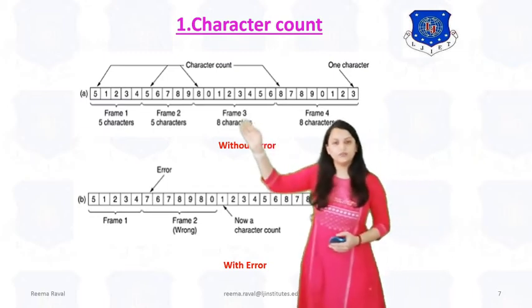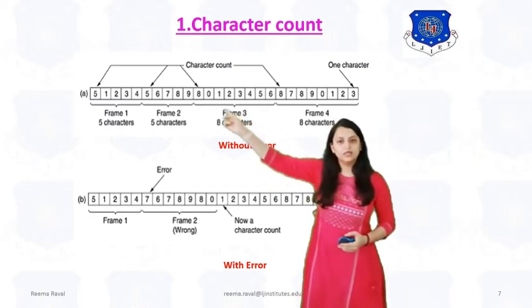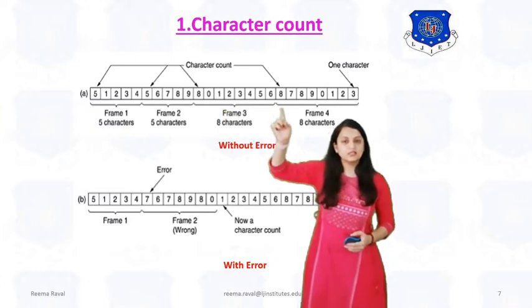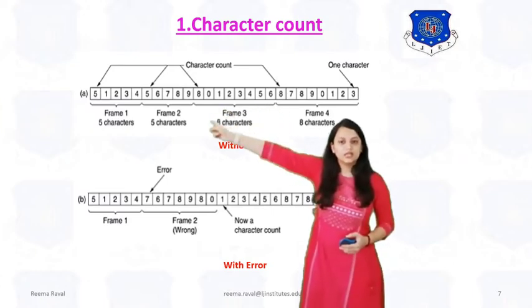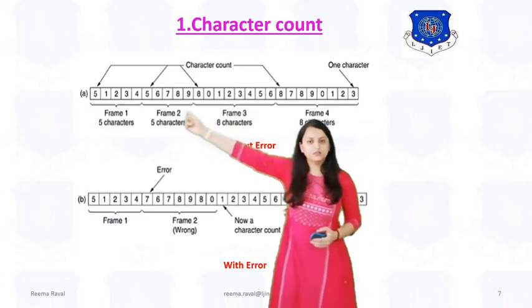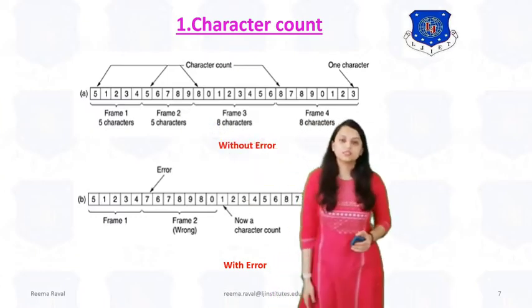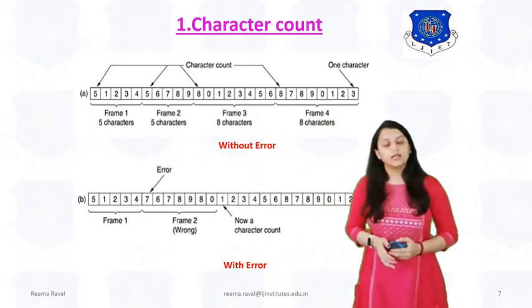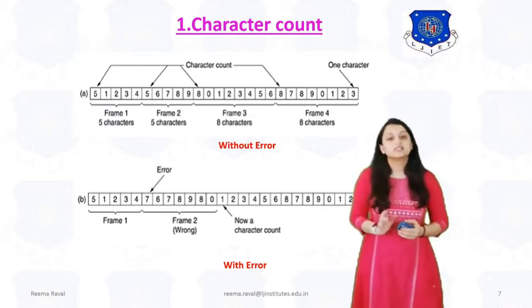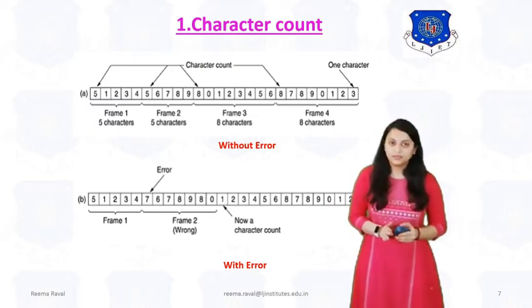Same way if you see in frame 3, the first field indicates the character count, likewise it indicates the length of that. Initially there is 5, that means it indicates that the frame 2 length is 5, and likewise. This is the without error case where none of the bits are changed and the data is received correctly.